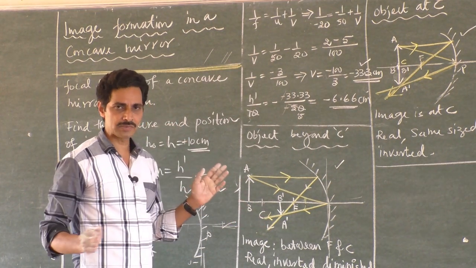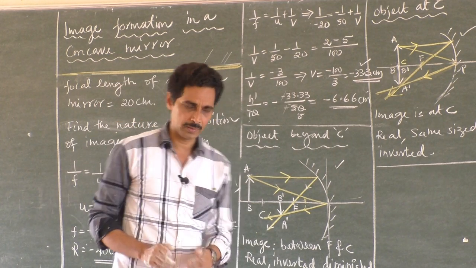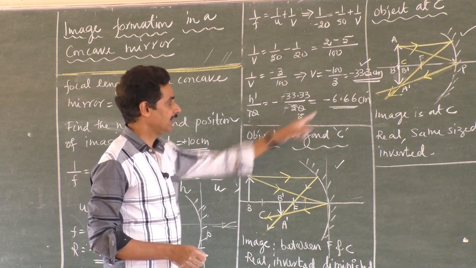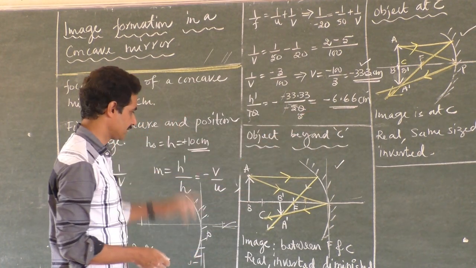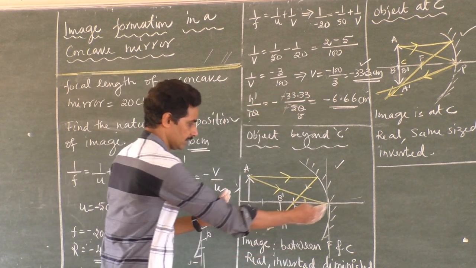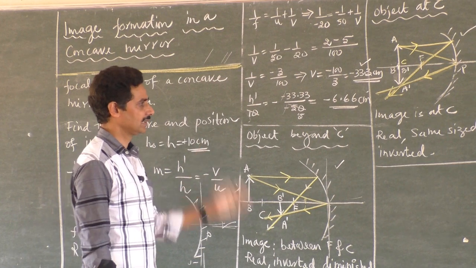So everything goes very clear. So you must be very cool and very patiently you have to solve the problem. Everything has meaning. Negative sign says that it is inverted, and 6 centimeters, which is less than 10, says that it is diminished, and 33.33 says that it is between 20 and 40. It is between F and C. So everything is clear now.